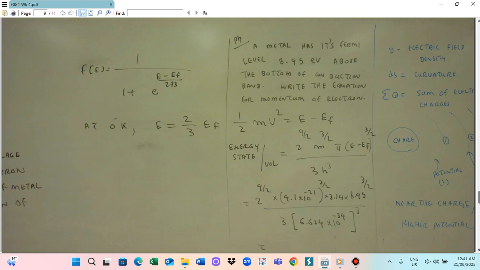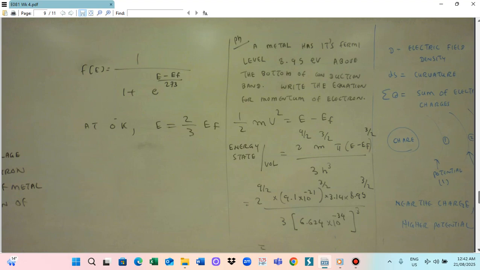In this case, the energy states per volume can be calculated. The equation is 2 power 9 by 2, m power 3 by 2, times (E minus EF) power 3 by 2, divided by 3h squared. So this is the equation.